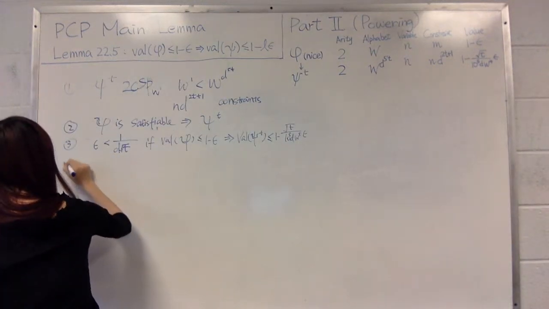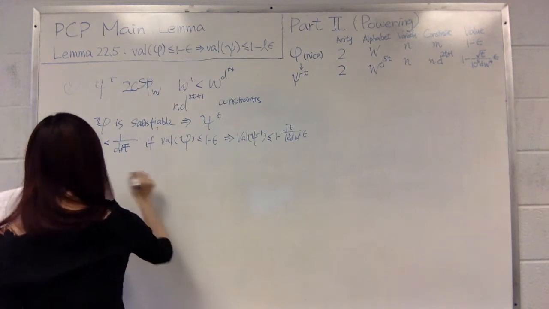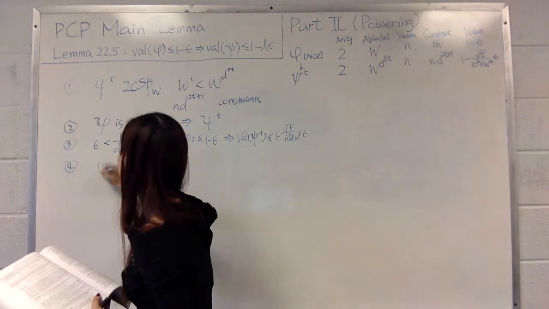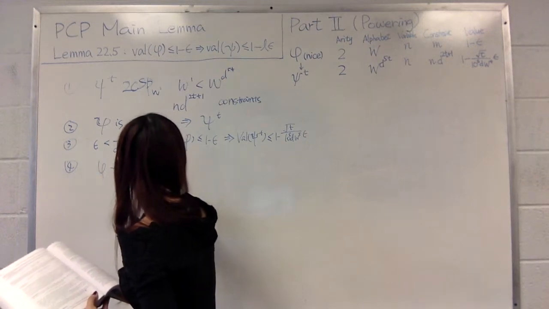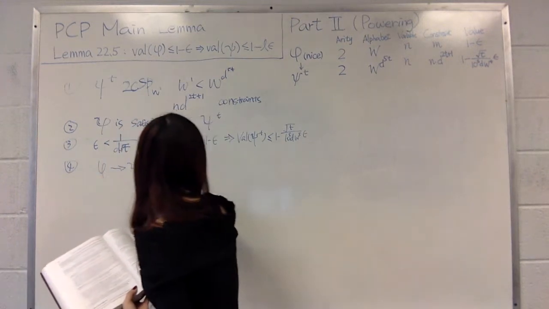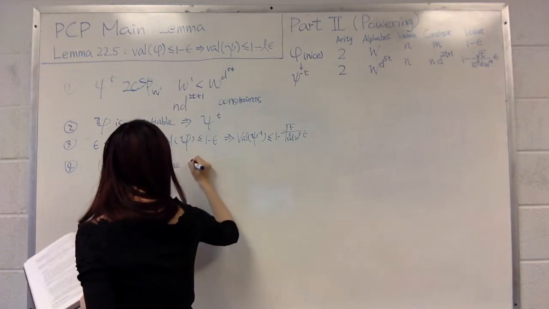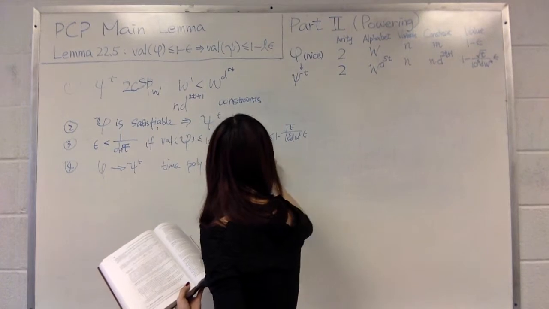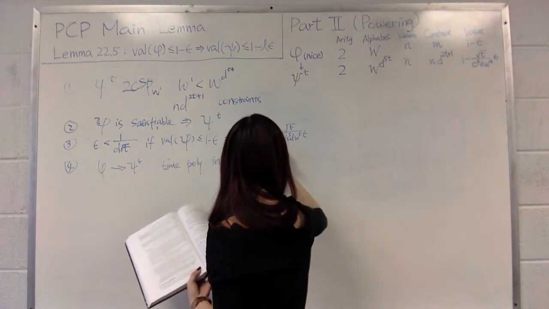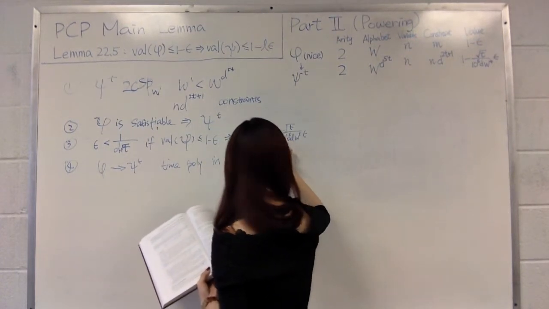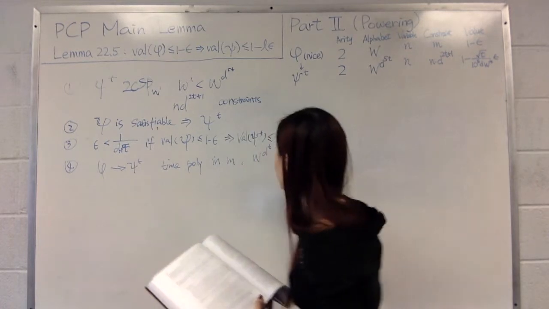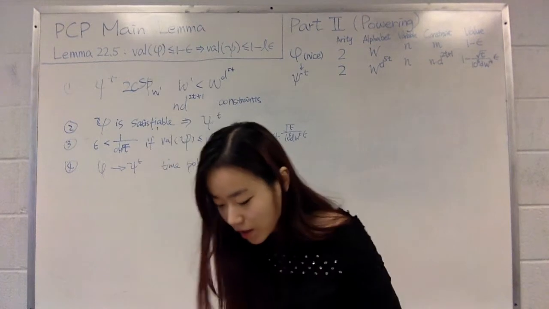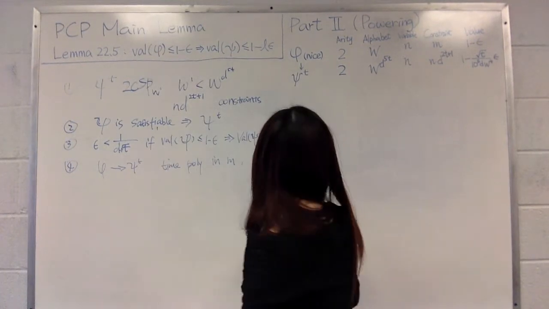And finally, the transform from phi to psi t needs to be done in time polynomial in m and W to the D over t. So first we need to construct psi t.